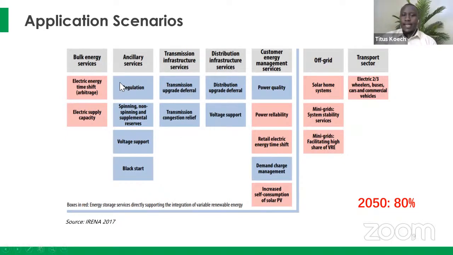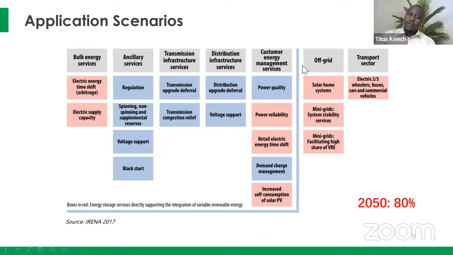Like from the utility side, we can also look into application scenarios of energy storage in the C&I segment, and also for the residential segment. And also something worth noting is the transport sector, because in the past few years we've seen rapid developments in the transport sector in terms of EVs, or rather electric vehicles. So with electric vehicles, we find that energy storage will be of essence.